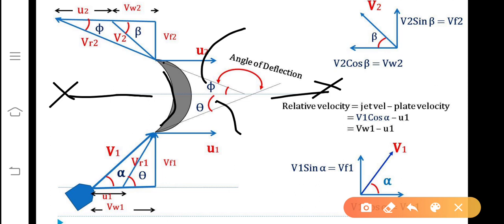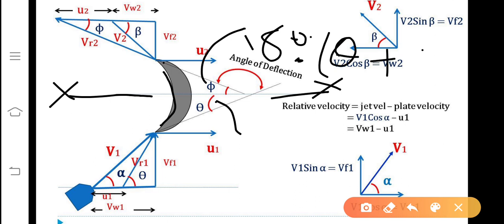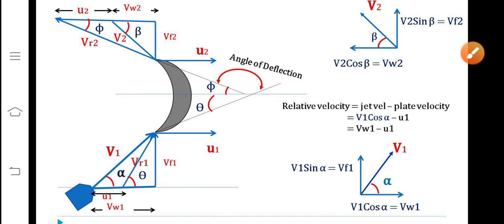Therefore, the angle of deflection is equal to 180 minus theta plus phi. Very correct. You are correct. That means with concentration you have listened to the teacher. Very fine. Now let me rub this so that the other things can be explained very clearly.